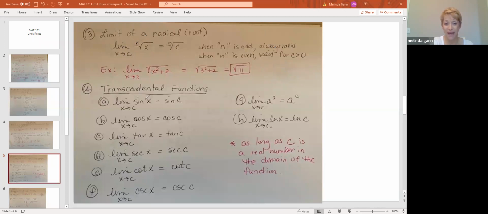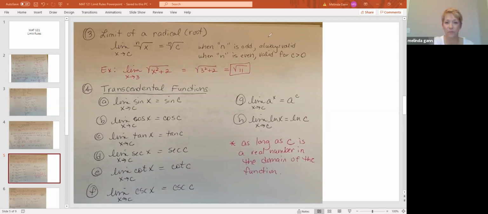Now, here's some others that you need to memorize. It basically says when you've got trig, or when you've got numbers to letters, or when you've got logs, you can also just take that number and plug it in for that letter as long as you get a real number answer. All right.